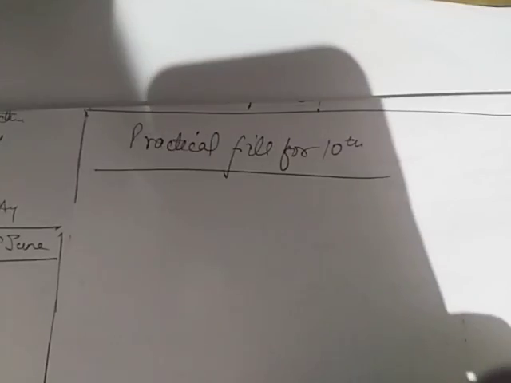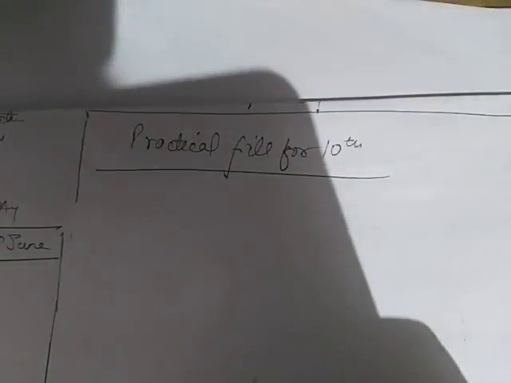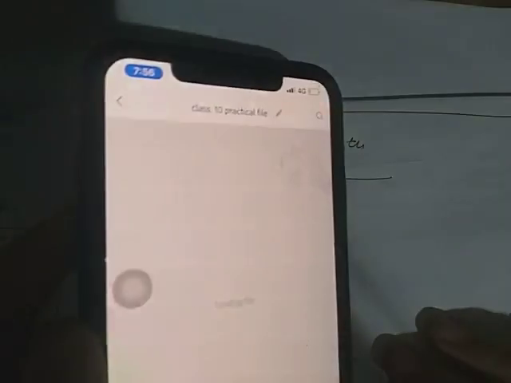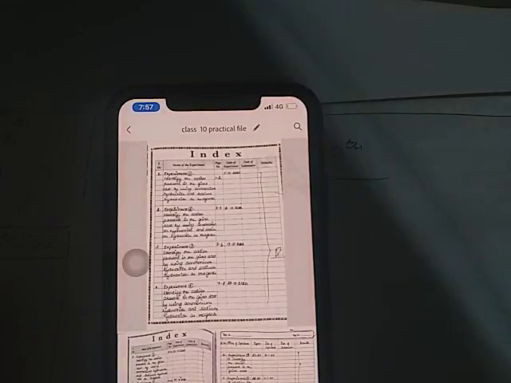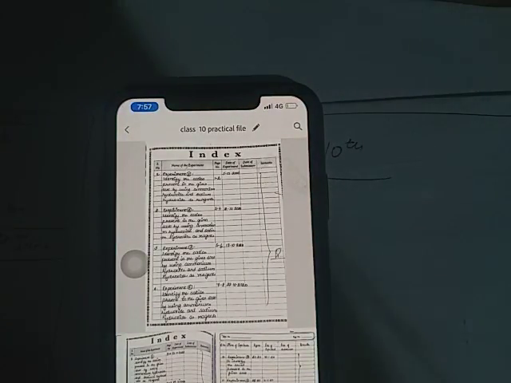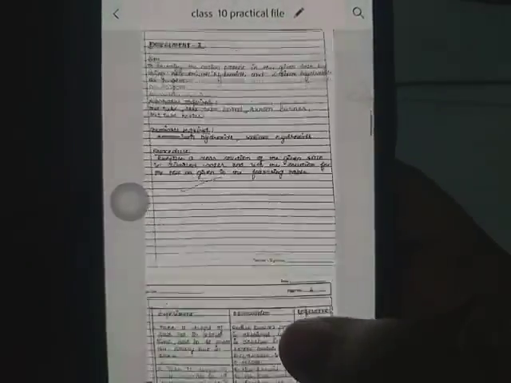See, students, I think I might have shared the PDF with you. If not, then I'll be sharing it very soon. Yes, this is the PDF for class 10th. You can see these are the different pages, and this is experiment 1, then experiment 2, then comes 3, and this is the way you need to write down each and everything.